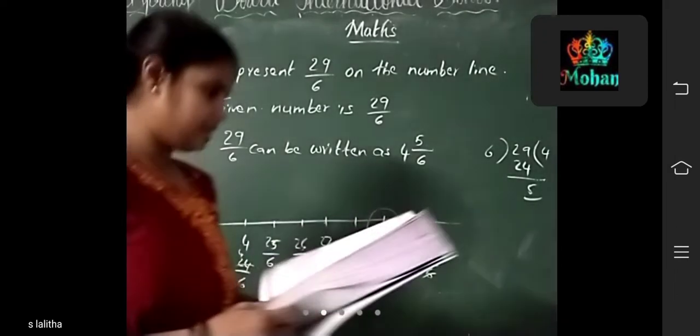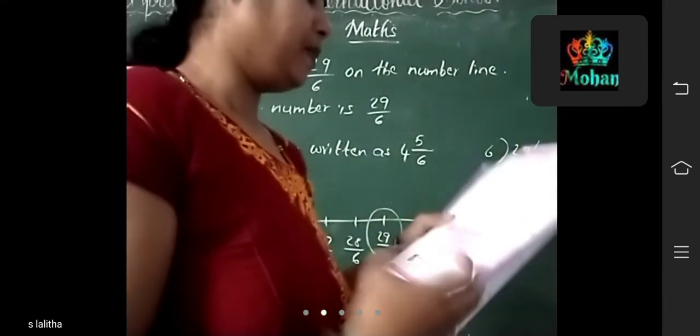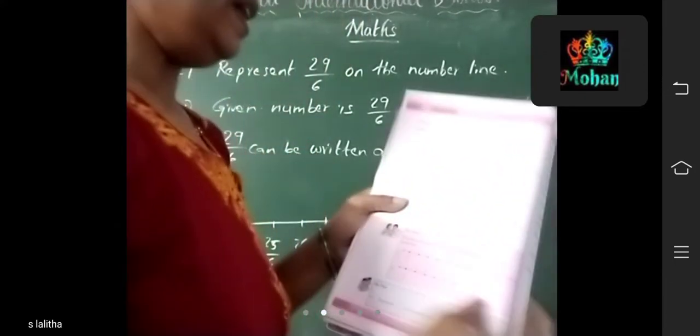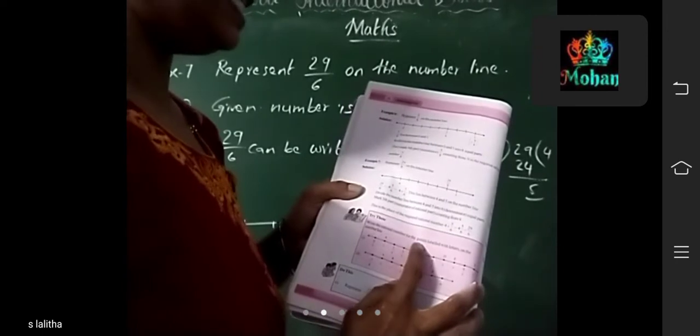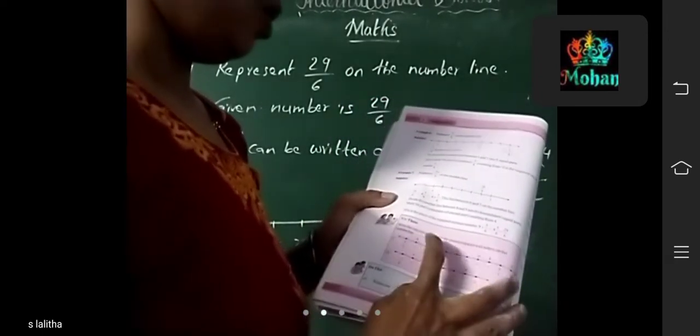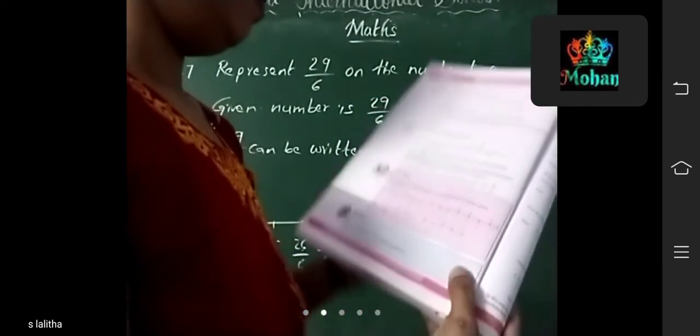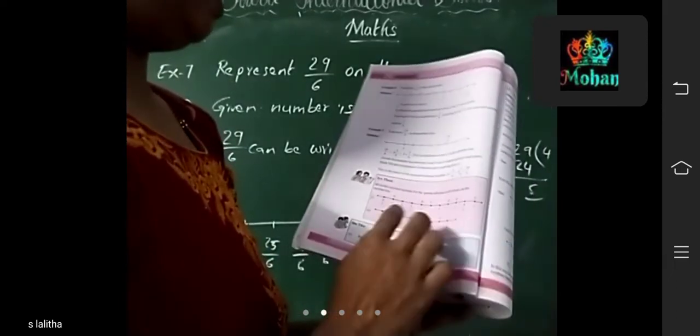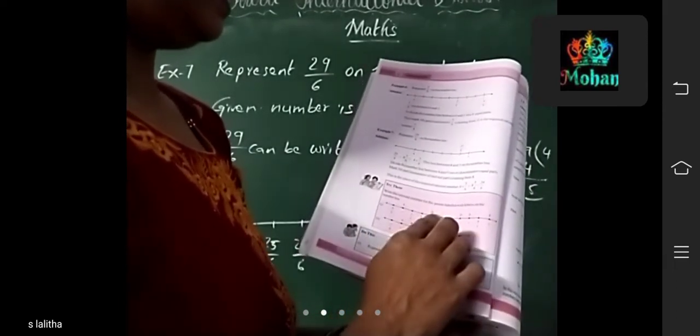Next, open page number 22. Try this. Look here. Write the rational number for the points labeled with letters on the number line. So write the rational number on the points where the capital letters are given here.